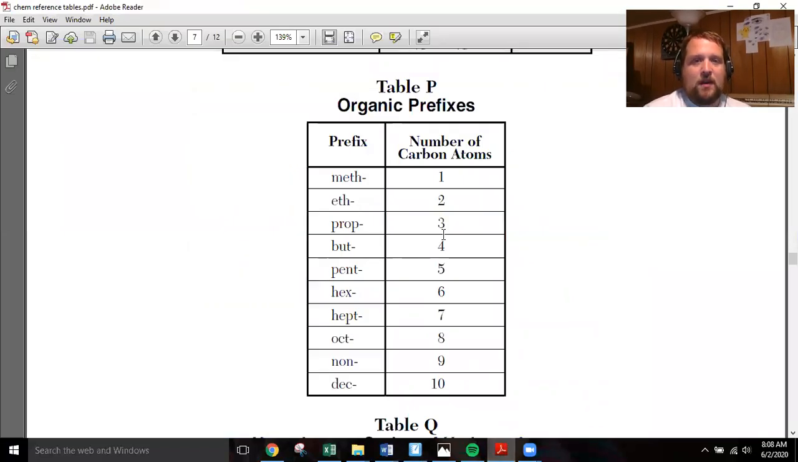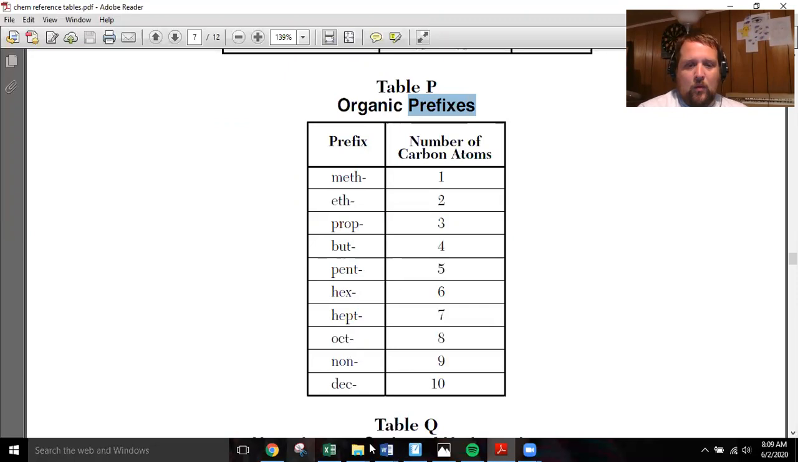Table P looks like this. These are organic prefixes, meaning the part that goes at the beginning of the name. It's really simple. You just count how many carbon atoms are in a chain, and that's what goes at the beginning of the name. So if something has 6 carbons, it's going to start with hex. If it has 2, it's going to start with eth. Just so you know how they're pronounced: meth, eth, prop, bute, not but, bute, pent, hex, hept, oct, non, and dec.